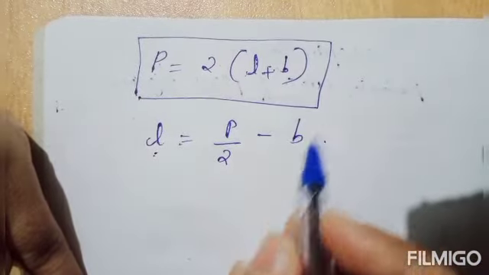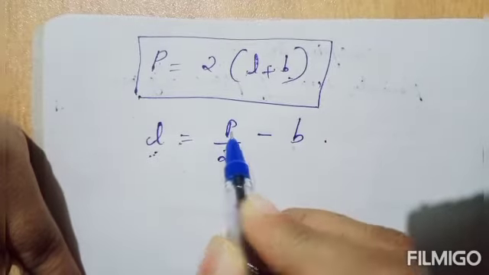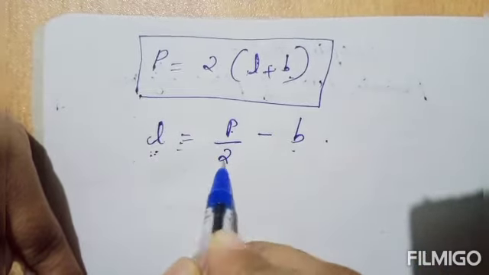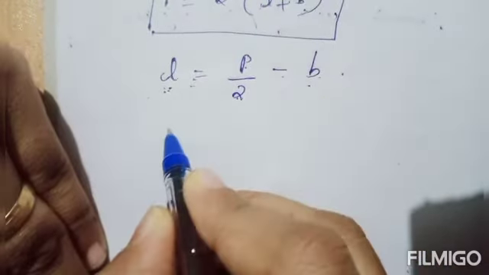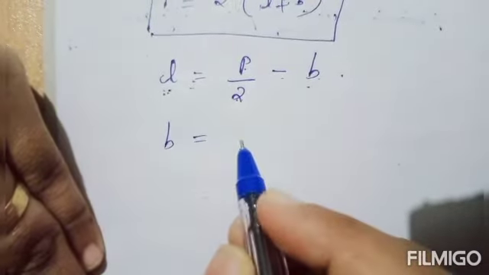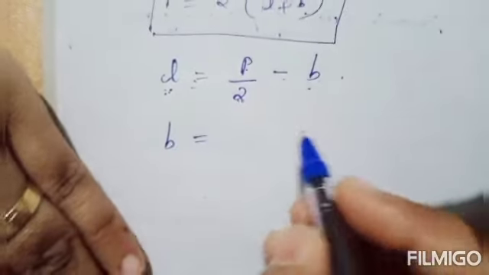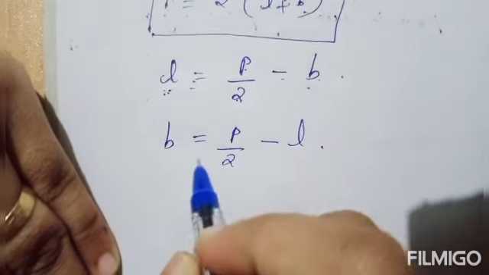Okay, this is the formula for finding the length of a rectangle if its perimeter and breadth are given. The formula is length equals P by 2, that is perimeter by 2 minus breadth. If length and perimeter are given, you can find the breadth. Then B equals perimeter by 2 minus length.